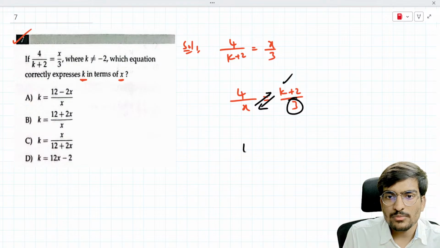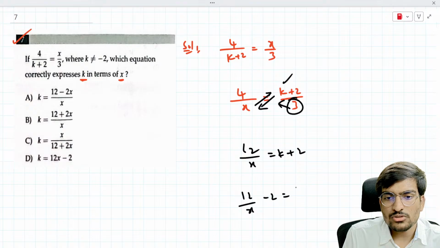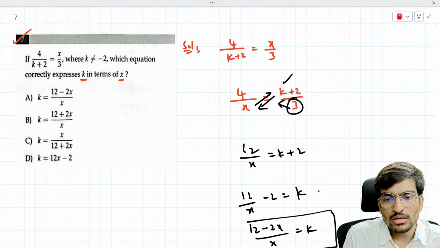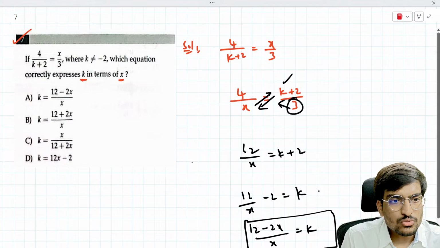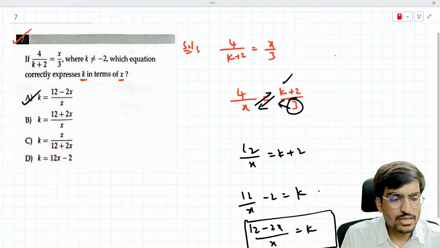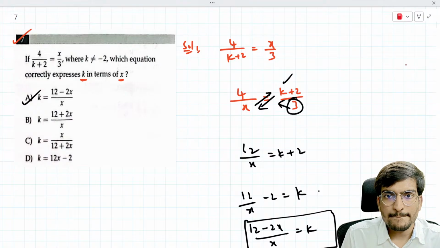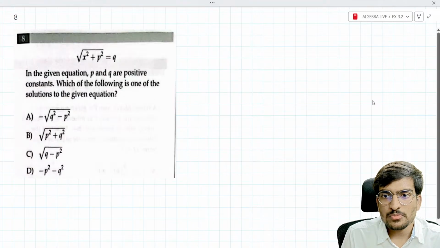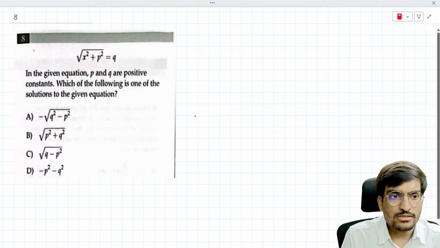Now I'll remove this. 4 into 3, I just forwarded this to LHS. So 12 by x equals k plus 2. So 12 by x minus 2 equals k. Let's see, 12 minus 2x by x equals k. 12 minus 2x by x equals k. What happened, Mr. Saidur Rahman? So it's option A. Let's go for the next.